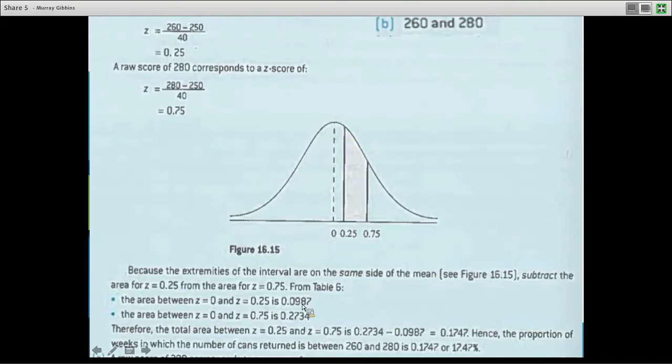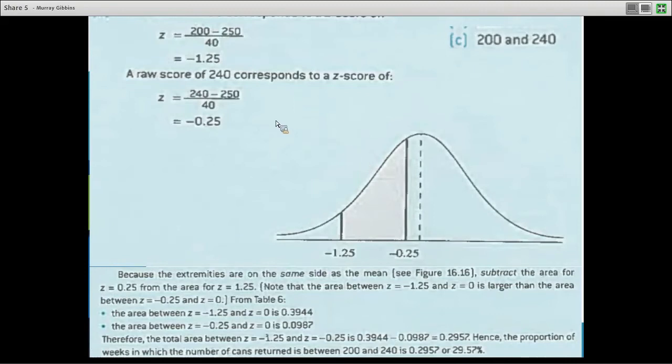Once we've got those two areas, 0.2734 minus 0.0987 will give us the area in the middle. So that's what they've done here, 0.2734 minus 0.0987, so that area is 17.47% in there.